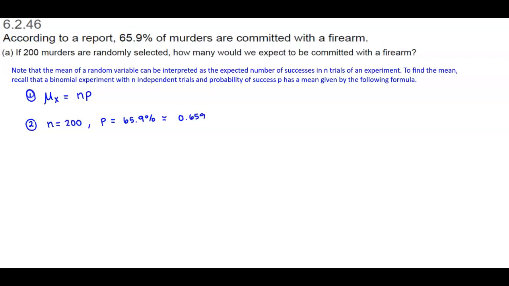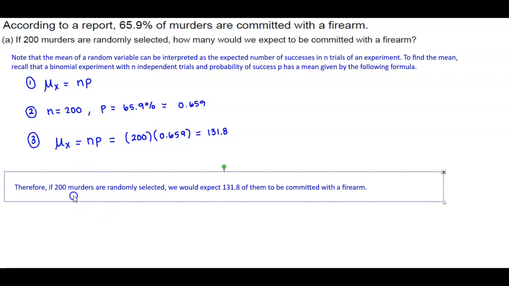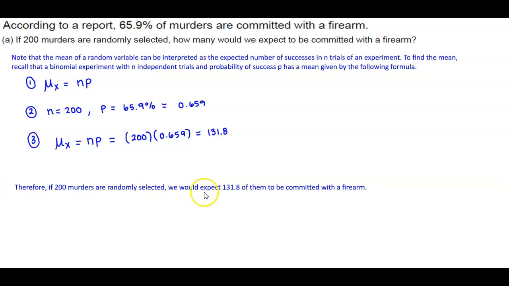0.659. Now we're going to calculate the mean. The mean equals n times p, where n is 200 and p is 0.659, which gives us the value of 131.8. Therefore, if 200 murders are randomly selected, we would expect 131.8 of them to be committed with a firearm.